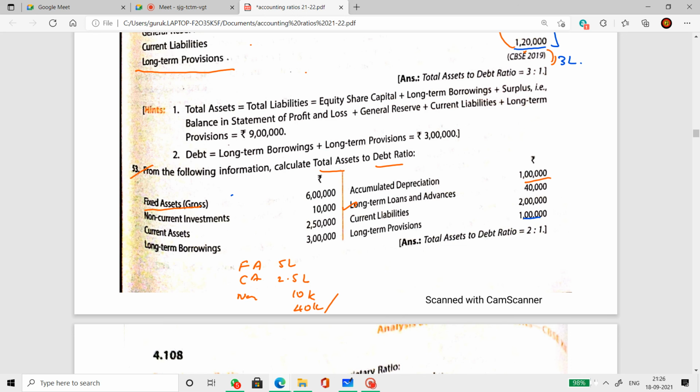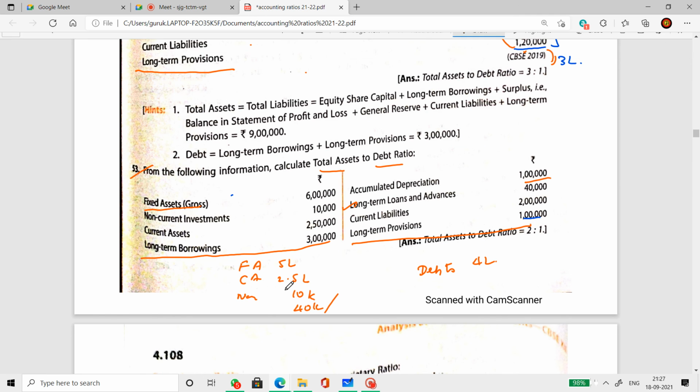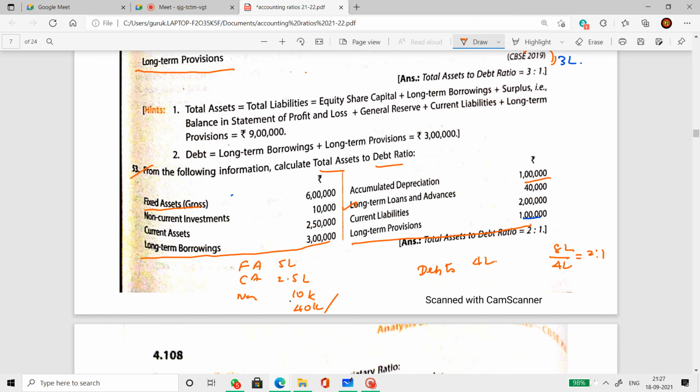Whereas the debts here is long-term borrowings of 3 lakh and long-term provisions of 1 lakh. So debts here is 4 lakh. Total asset is 5 lakh plus 2 lakh 50, which is 7 lakh 50 plus 10,000 plus 40,000, which is 8 lakh. So 8 lakh divided by 4 lakh, 2 is to 1 ratio. That's how we get the answer for this.